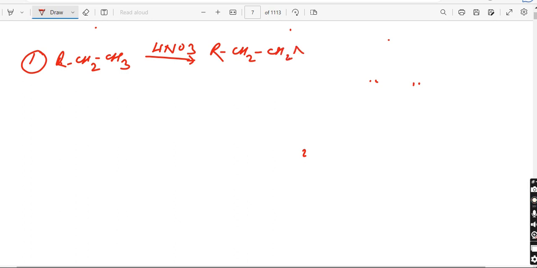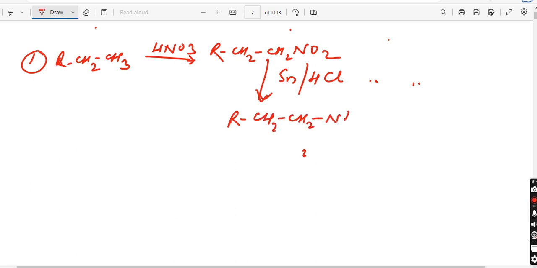So now we'll be trying to study how to convert into amine. First of all, we know that this is RCH2CH3. When it reacted with HNO3, when nitration was done, this was converted to RCH2CH2NO2, and when it is reduced with the help of Sn/HCl, this gets converted to RCH2CH2NH2.